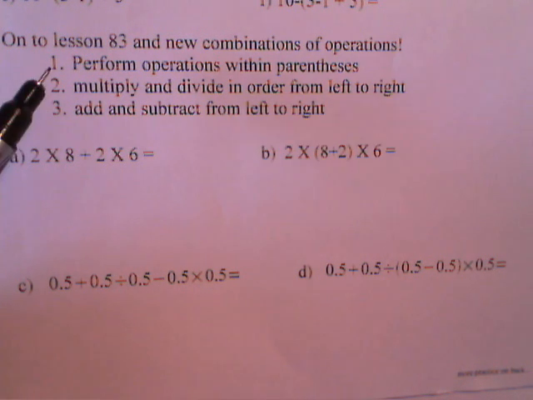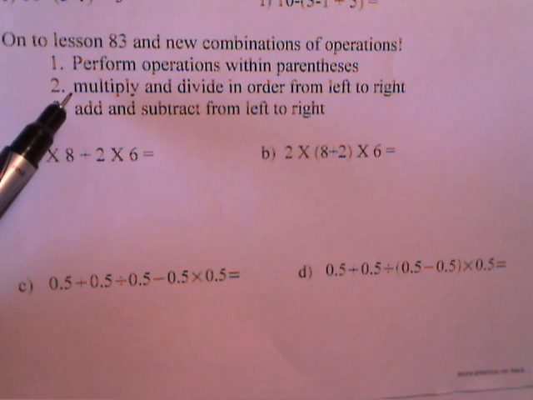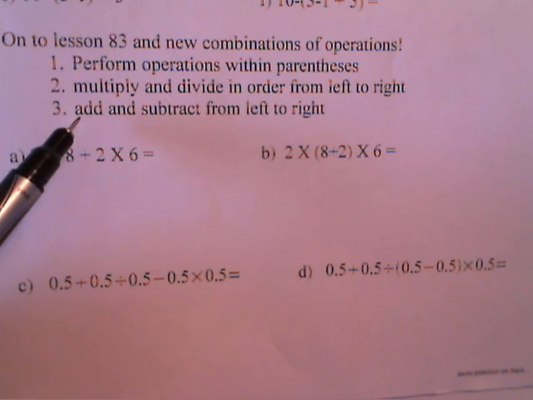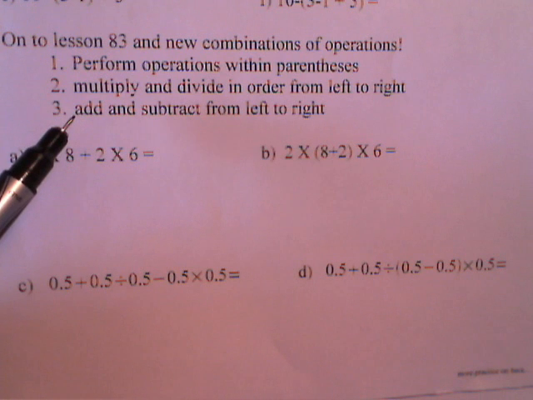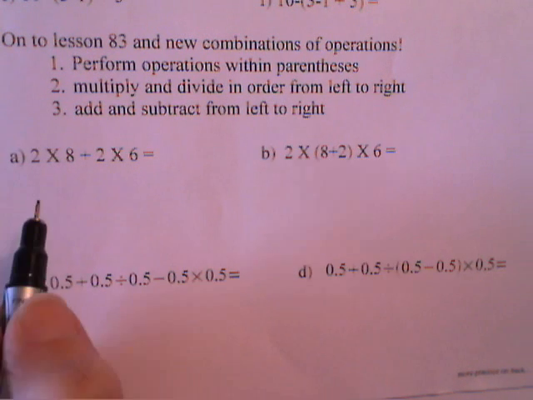So here we go. The new rules are: perform the operations that you see inside parentheses first. Then after you've resolved everything inside parentheses, then multiply and divide going from left to right. And then after you do all the multiplications and divisions, then you're going to do your additions and subtractions from left to right. So let's look at problem A here.